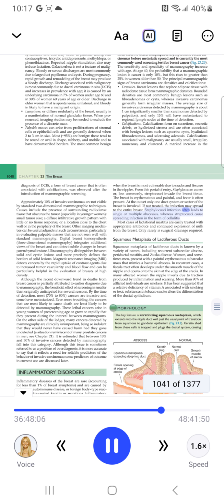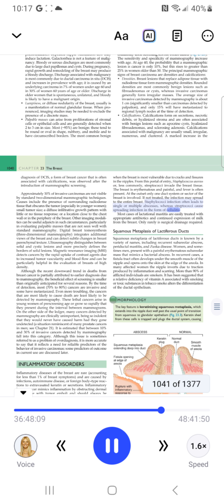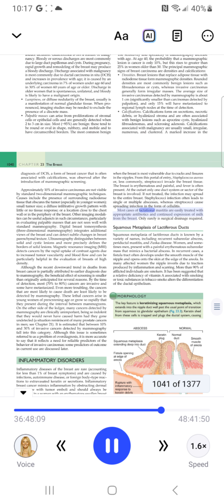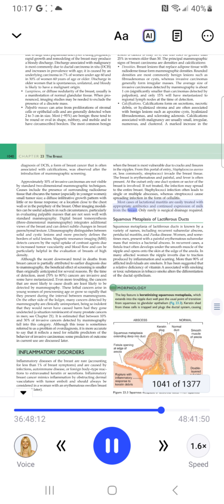Staphylococci infection often leads to single or multiple abscesses, whereas streptococci cause spreading infection in the form of cellulitis. Most cases of lactational mastitis are easily treated with appropriate antibiotics and continued expression of milk from the breast. Only rarely is surgical drainage required.